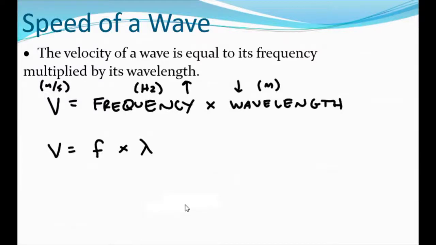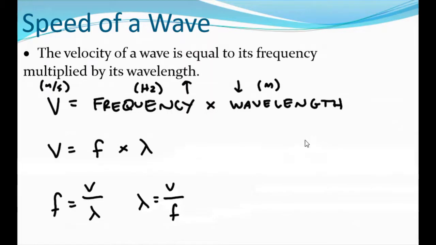What that means is frequency and wavelength are inversely related. All right, let's just rearrange this equation in case we need the rearranged version. If I wanted to find the frequency, it would be velocity divided by wavelength. If I wanted to find the wavelength, it would be velocity divided by frequency.